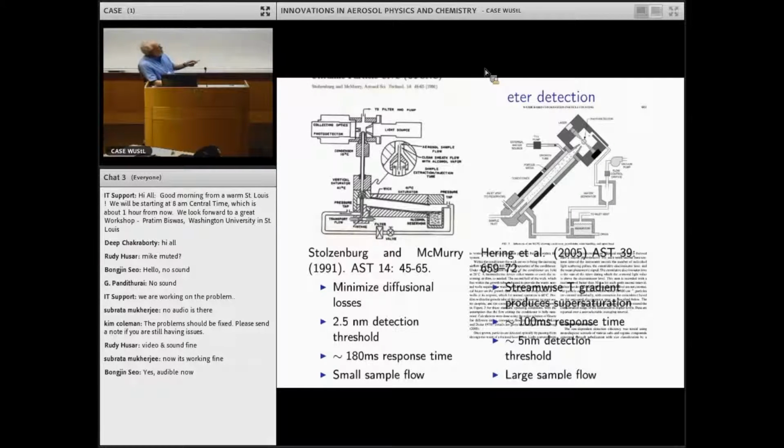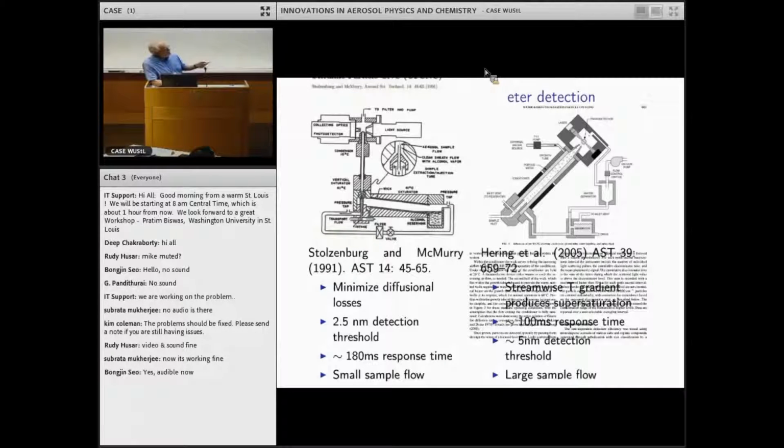We have here a couple of advances that have been very important. Peter McMurray introduced 20 plus years ago the ultrafine CPC, which reduced the diffusional losses. It, at the same time, reduced the response time by an order of magnitude. It made it a much faster instrument. But it has a very tiny flow volume. So the counting statistics, while they're great when you use it just as a CPC, if you use it as a detector for a DMA, they're pretty bad. It's not a very good detector for a DMA. It's a fantastic CPC on its own.